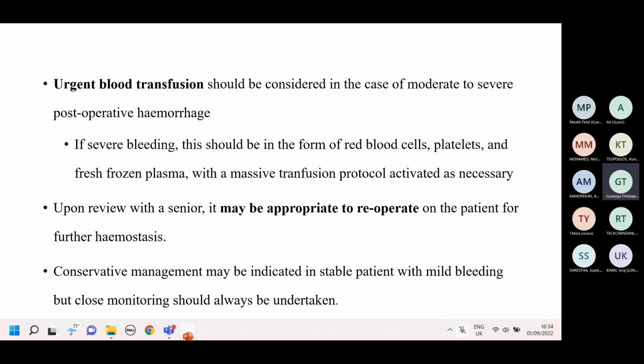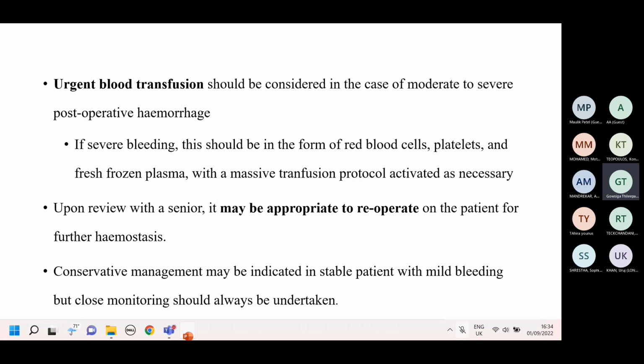So, as I told you, urgent blood transfusion should be considered. And if it's a massive or major hemorrhage, the massive transfusion protocol should be activated immediately. And here we have a setup like a major hemorrhage call, so always call for help. Everybody comes in, and there should be teamwork. Everything is for your patient's good outcome.